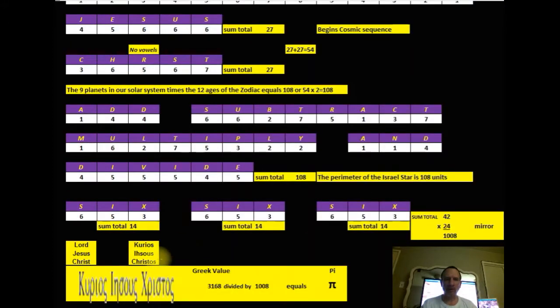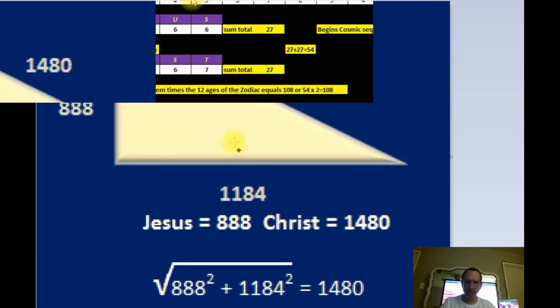But we see here the Lord Jesus Christ in its Greek value, Lord Jesus Christ, 3168, and when we divide it by the 1008, it encodes pi as well into the name Lord Jesus Christ in Greek and its isotropy value.